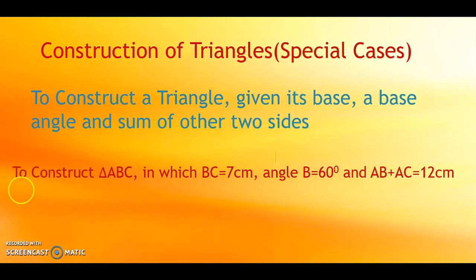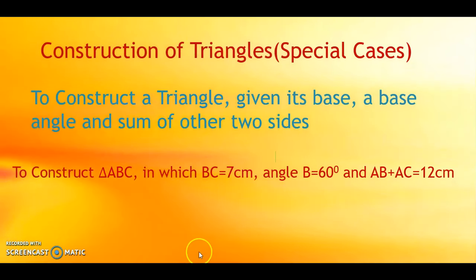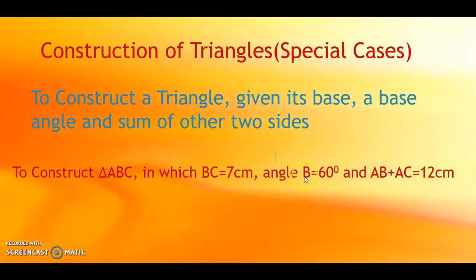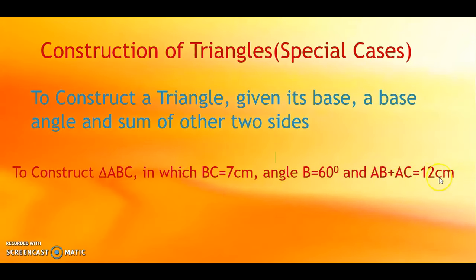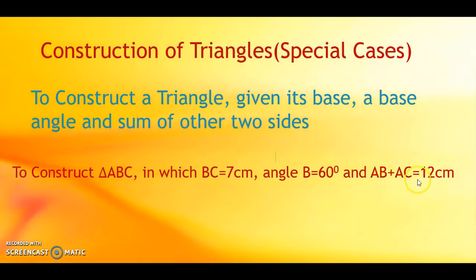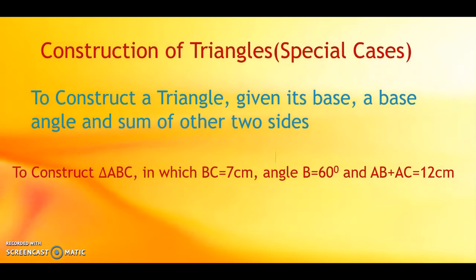Let us take one example. To construct triangle ABC, in which BC is equal to 7 centimeters, angle B is equal to 60 degrees. One of the base angles is 60 degrees and the sum of the other two sides, AB plus AC, is equal to 12 centimeters. Instead of giving these two sides separately, their sum is given to us. That's how the construction of this triangle is considered as a special case. Let us see how to construct the triangle.